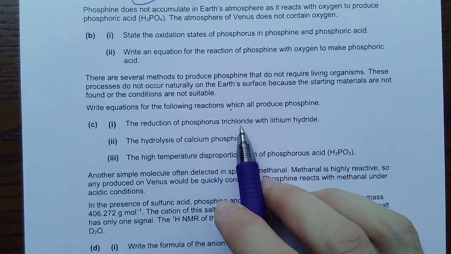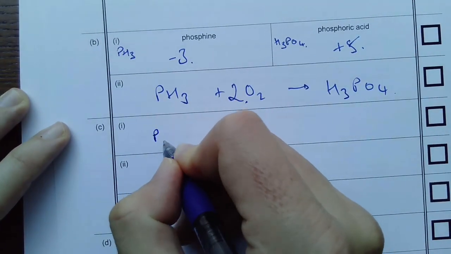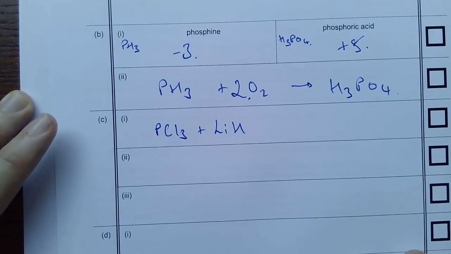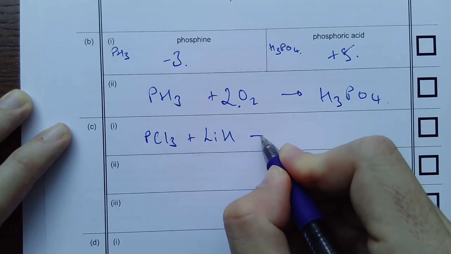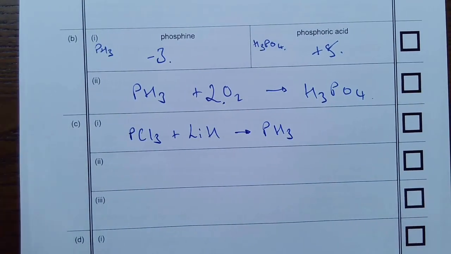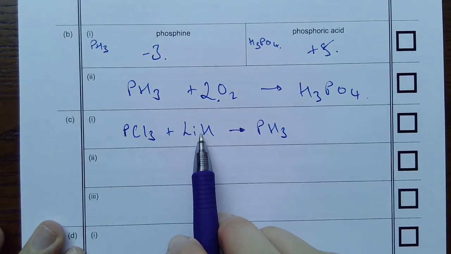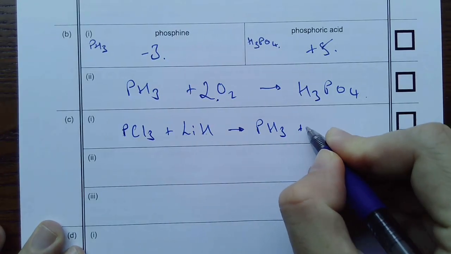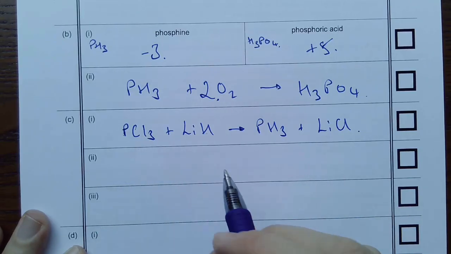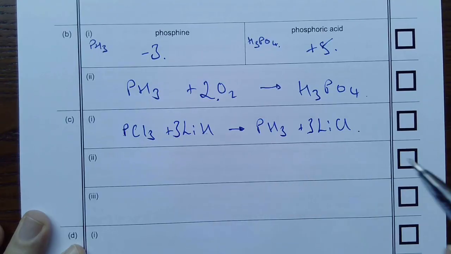The reduction of phosphorus trichloride with lithium hydride. So phosphorus trichloride is just going to be PCl3, and lithium hydride is LiH. And we're producing phosphine in each of these, so we always know it's going to be PH3. Now you do have to work out what the other product is going to be, but it should be fairly clear that if I've used up my phosphorus and my hydrogen, I'm left with lithium and chlorine, and you should be fairly familiar with lithium chloride as a salt. And then we can balance it. So I've got 3 chlorines here, so I'm going to need 3 of those. 3 of my lithium hydrides give me my 3 lithiums and my 3 hydrogens.